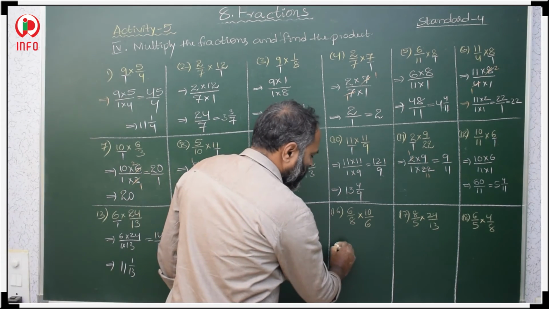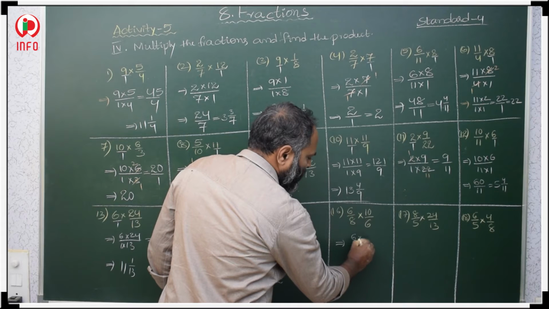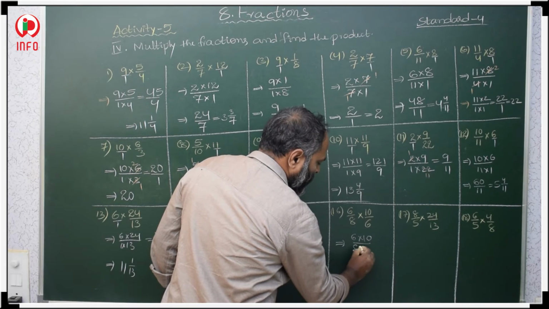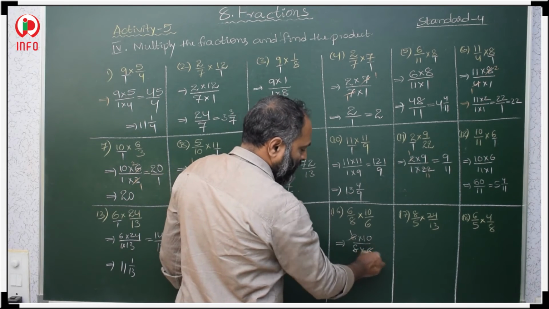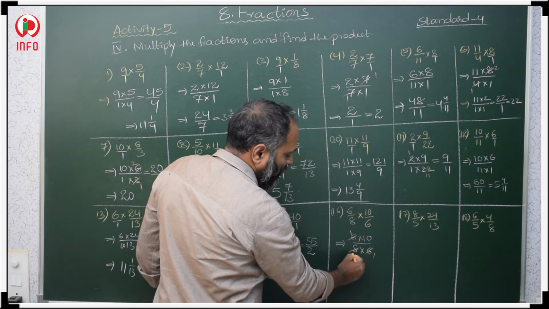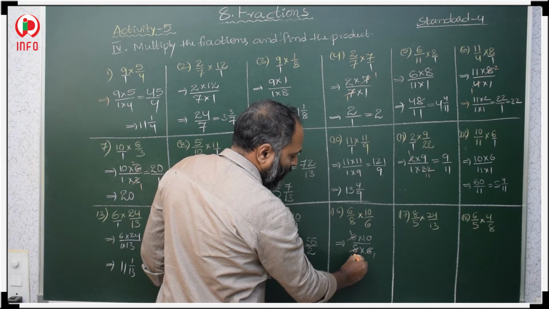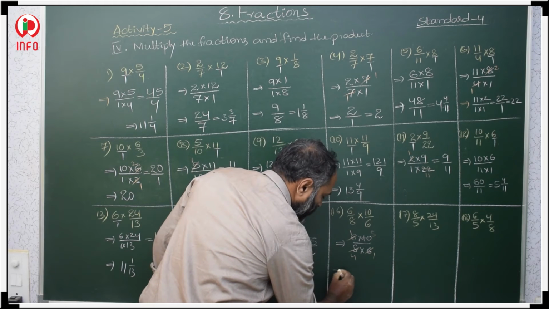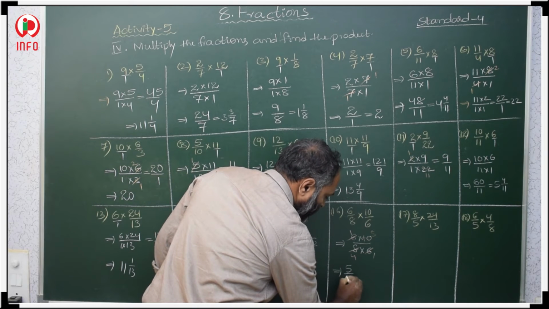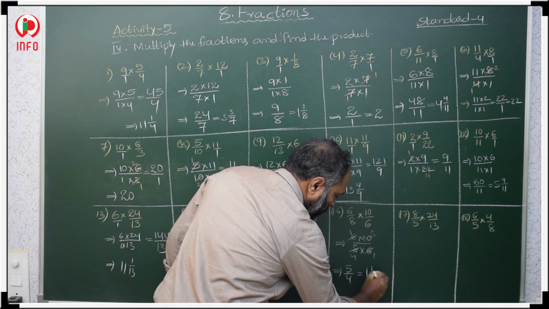Now here 6 into 10 by 8 into 6. These two have common factor 6, 6 1s are 6, 6 1s are 6. These two have common factor 2, 2 4s are 8, 2 5s are 10. Now 5 1s are 5, 4 1s are 4, 5 by 4, that is 1 1 by 4.